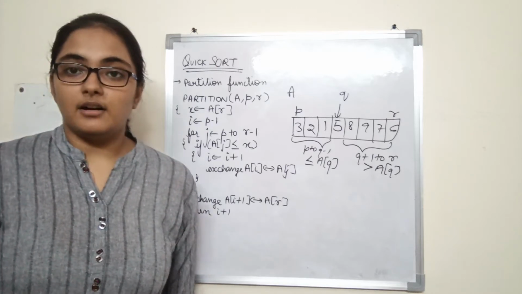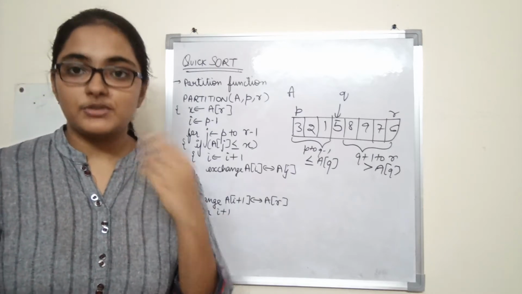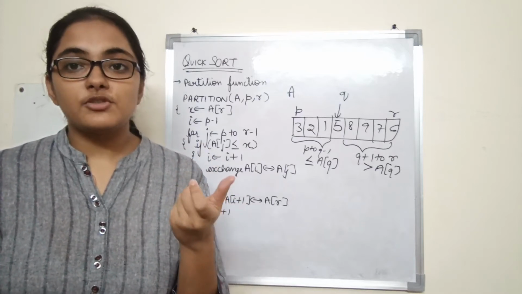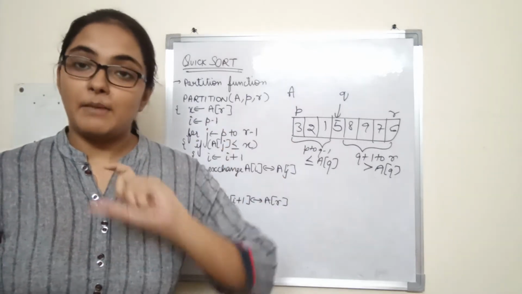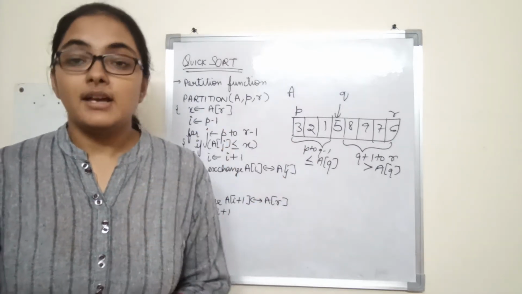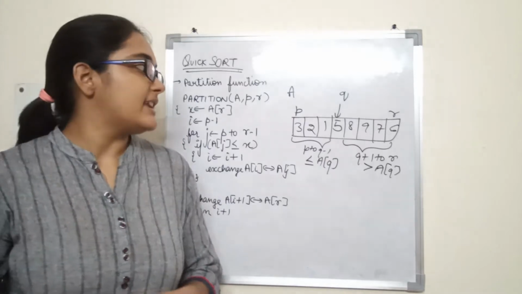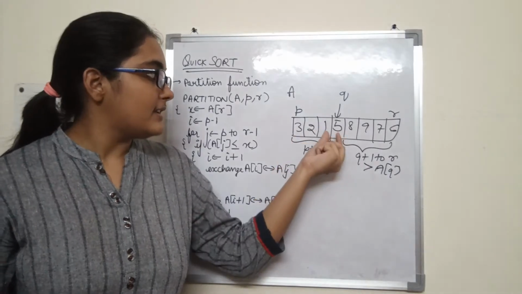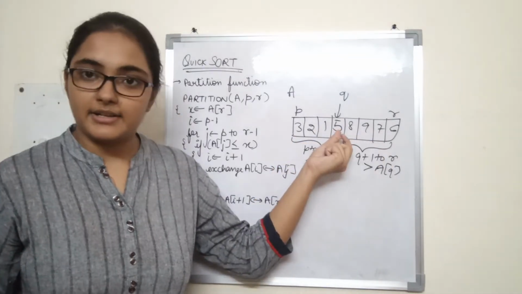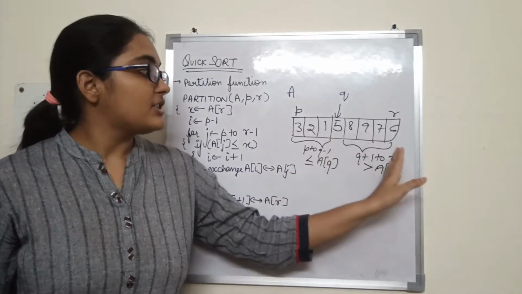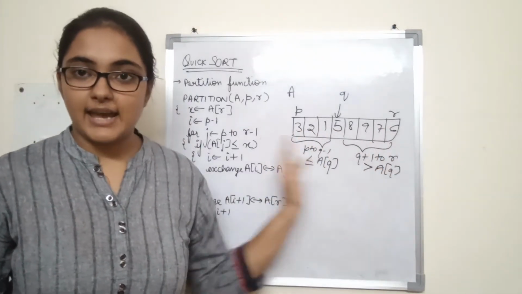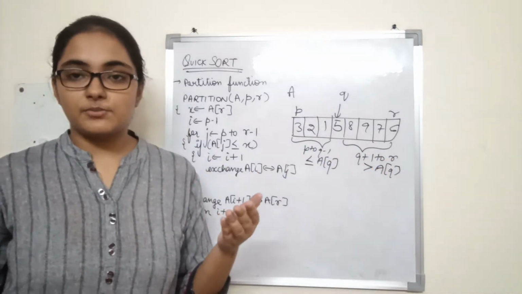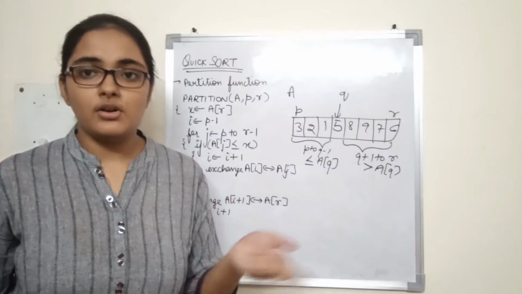So the main procedure involved in quicksort is the partition procedure. The partition procedure is the main part of the quicksort algorithm. What it does is find and return an index q such that all the elements on one side are less than A of q and all the elements on the other side are greater than it. The partition procedure makes sure that we get an array like this. So the main thing is partition, and we call the partition procedure and quicksort recursively in order to sort the array.